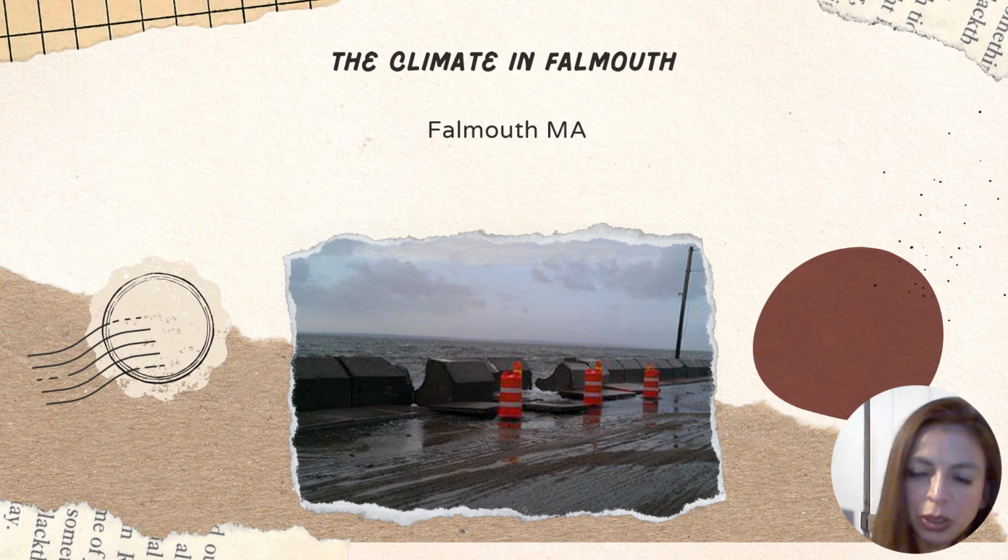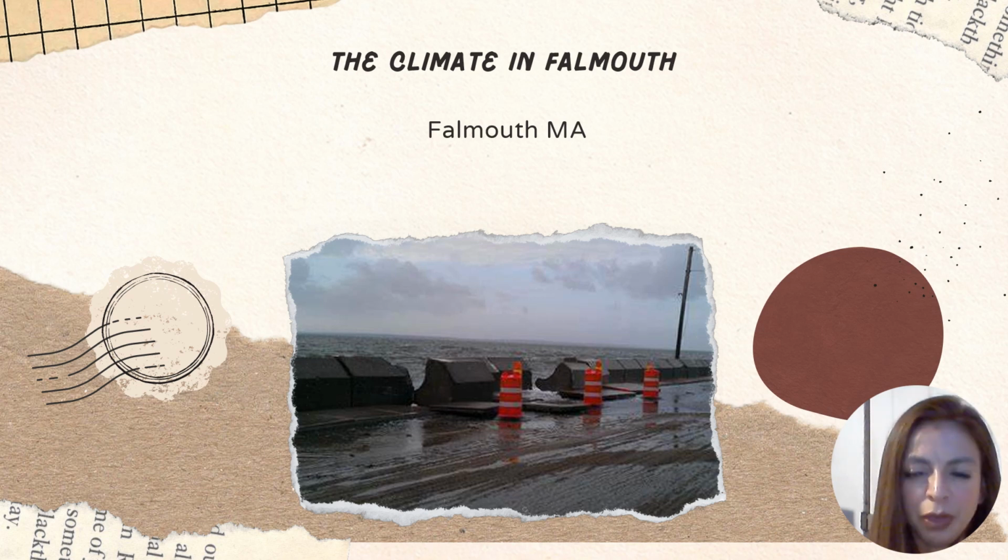So Falmouth, Massachusetts has a particular weather. The weather has a moderate climate with warm summers and mild winters. Average daytime temperatures in the summer range from the mid 70s to low 80s, while during the winter temperatures can drop into the 20s with occasional snowfall.